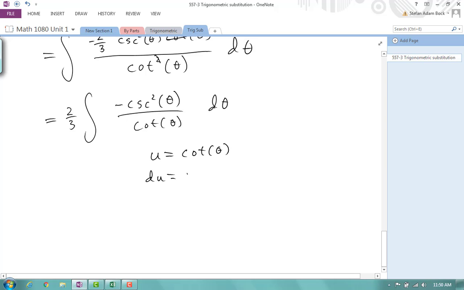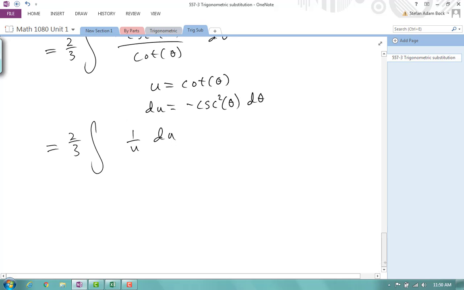Which means my du is equal to negative cosecant squared of theta, landing me all the way down here, oh boy, with the integral of 1 over u du, leaving me with 2/3 natural log absolute value of u plus c. Now I got to undo all of my substitutions. I've got 2/3 natural log, u was equal to cotangent of theta.